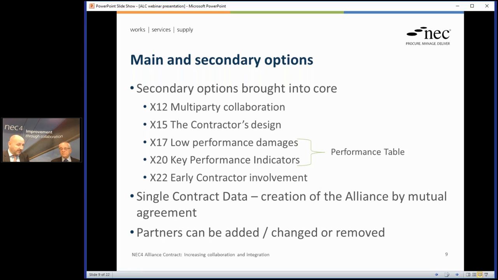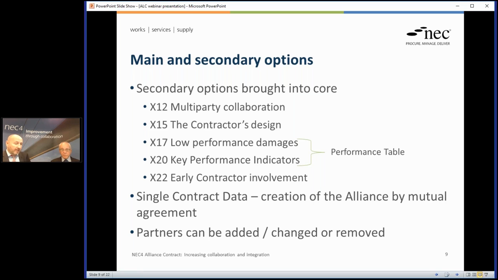We then also have X17 and X20, low performance damages and key performance indicators. Those have been brought into core and subsumed into a performance table, which is a process or a document that is used to target the performance of the alliance against the client's alliance objectives and against which performance will be measured. Right. We're going to cover that a little bit later in another slide, aren't we? We'll cover that in some more detail shortly.